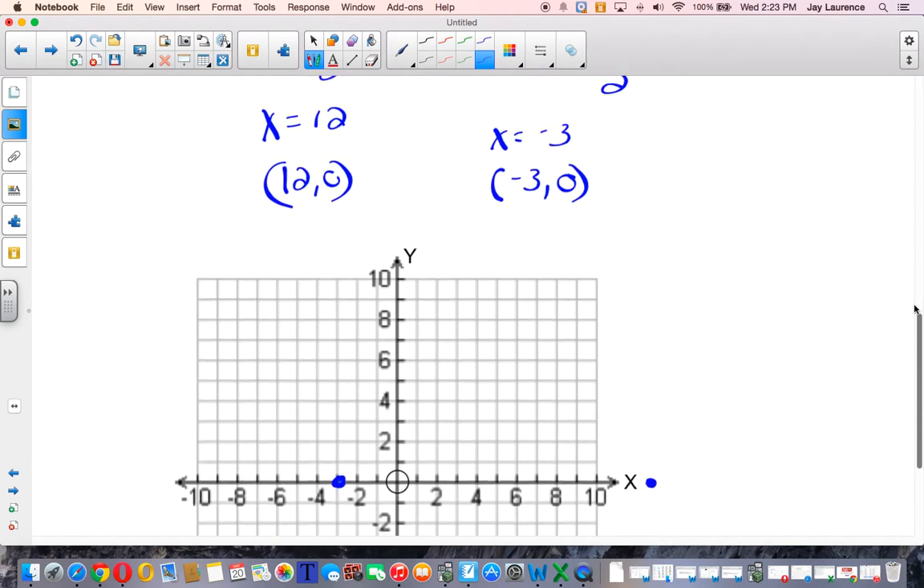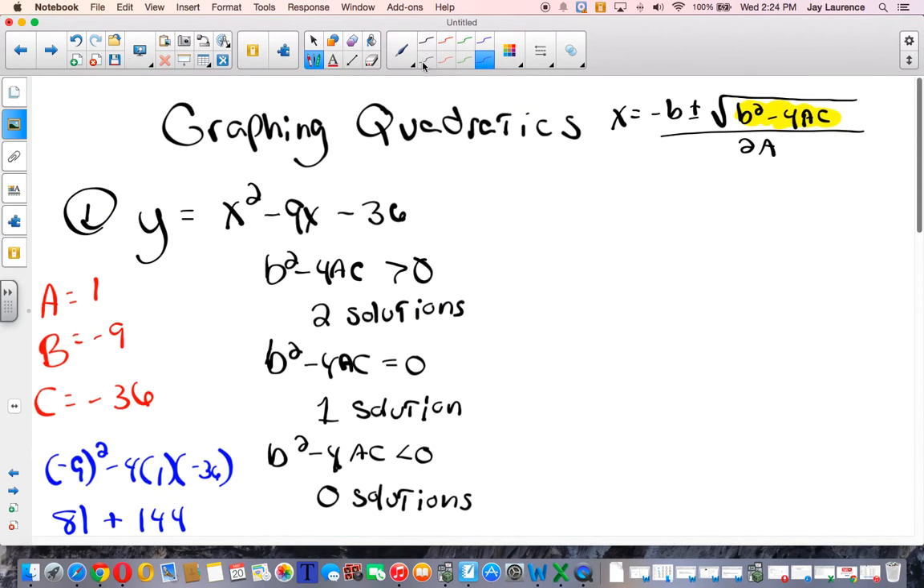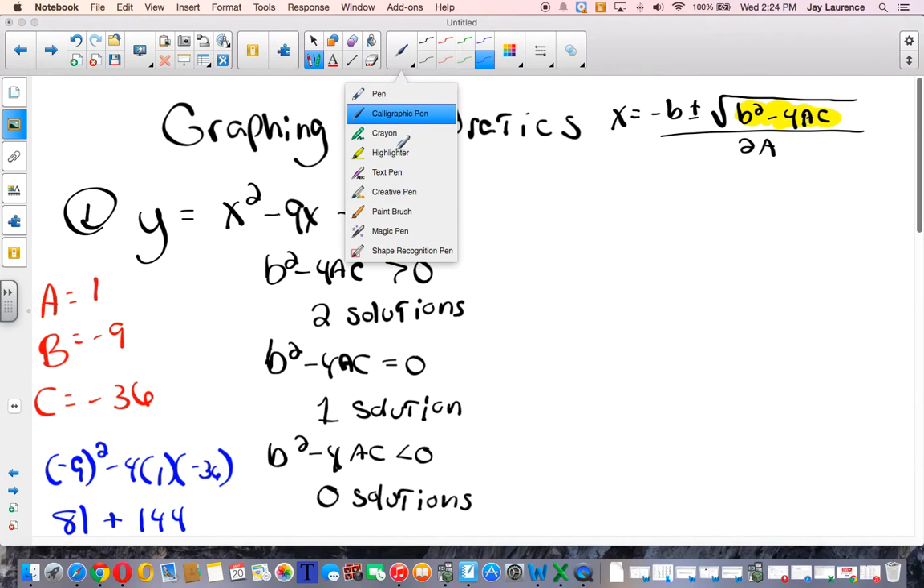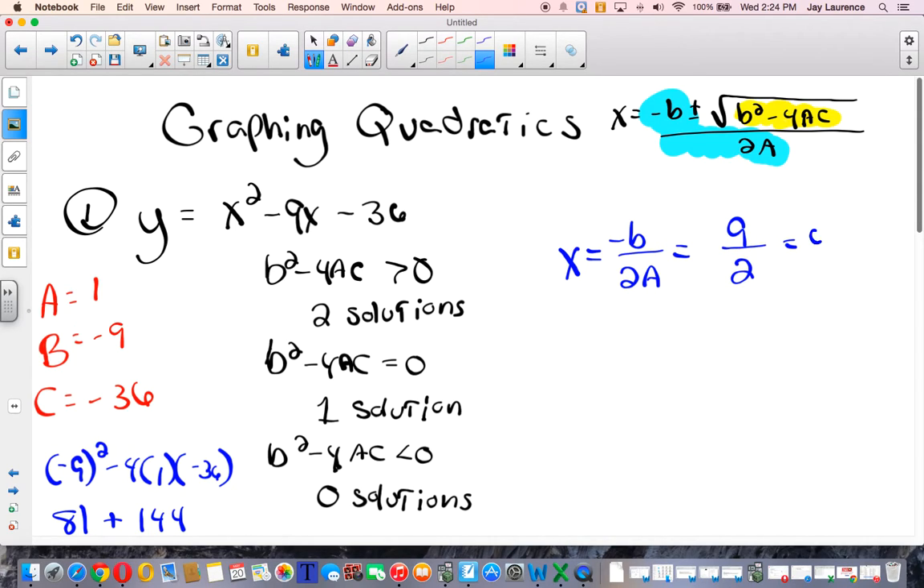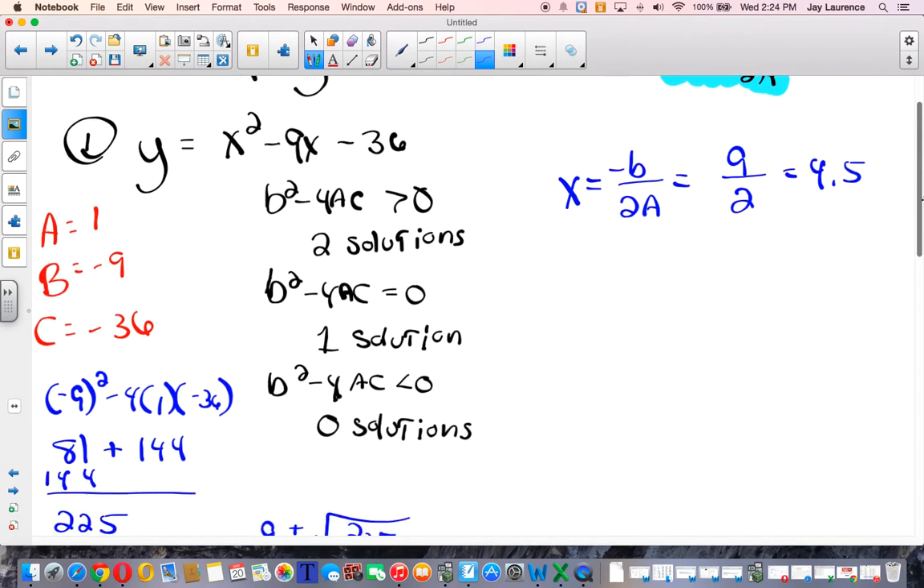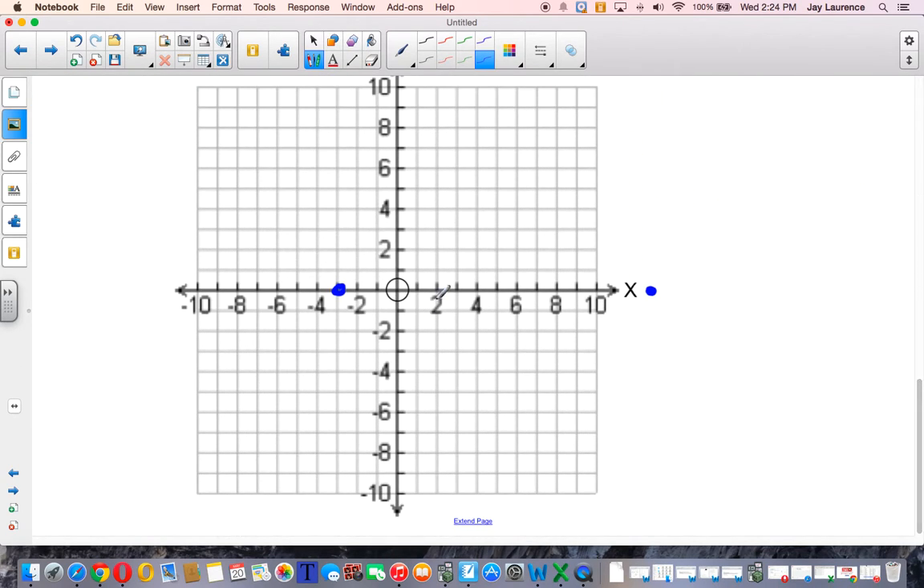All right, so now I got to go find my vertex. Going back up to this equation, the quadratic formula, I remember that the x-coordinate of the vertex is found by doing x equals -b over 2a. So I'm going to go x equals negative of b over 2a, and that'll be 9 over 2, which is 4.5. That's the x-coordinate of the vertex. So 4.5, somewhere along there.